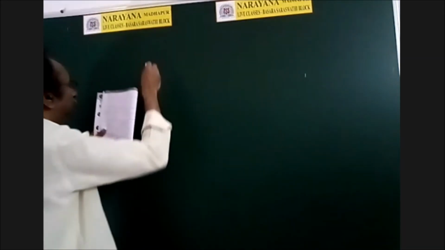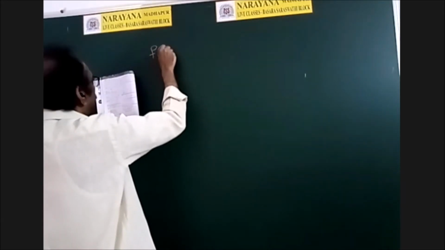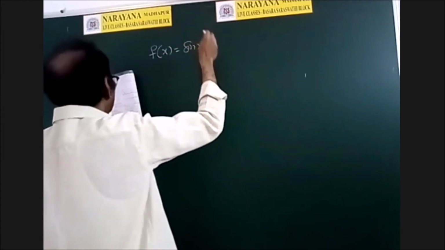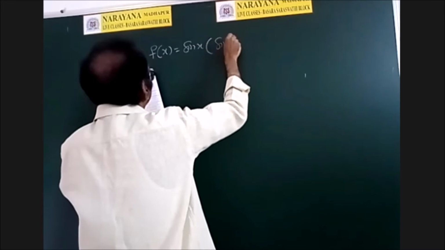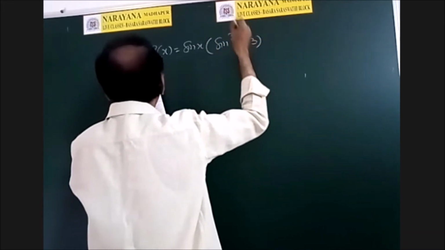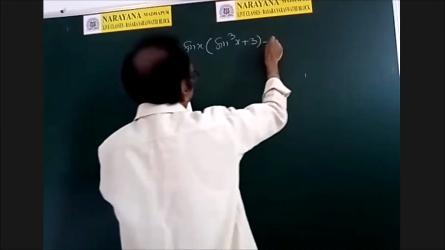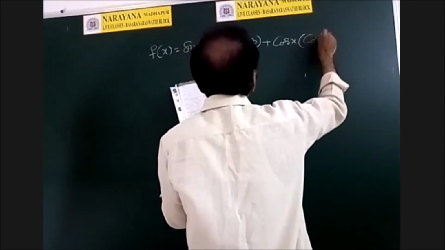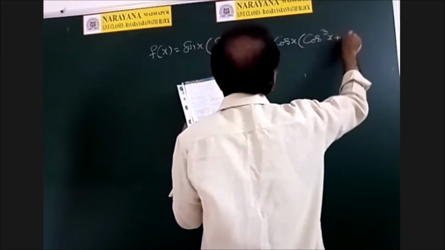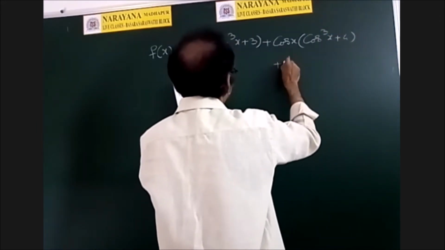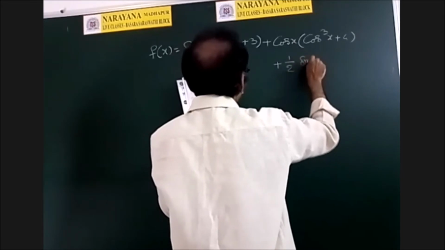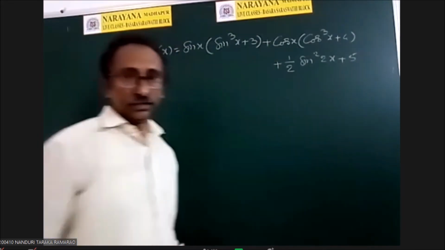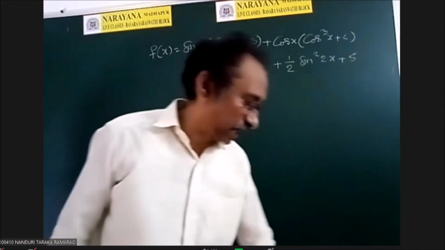Now question 62: f of x is equal to sin x times (sin cube x plus 3) plus cos x times (cos cube x plus 4) plus 1 by 2 sin square 2x plus 5. So what is the sum of extreme values?